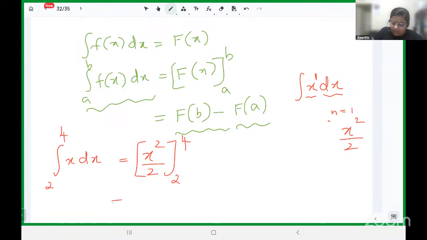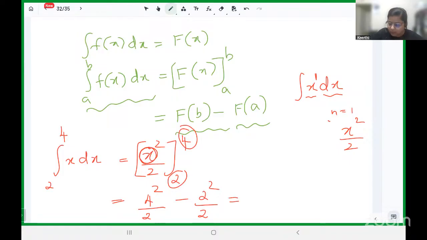Now what you have to do is that first you put the upper limit. What is the upper limit? Upper limit is 4. First you put 4 here. So it is 4 square by 2 minus, what is the lower limit? Lower limit is 2. So in the place of x, you put 2. So this will become 2 square by 2. What have I done? First you put the upper limit, then you subtract the lower limit. In the place of x, you put the upper limit. So it becomes 4 square by 2 minus 2 square by 2.